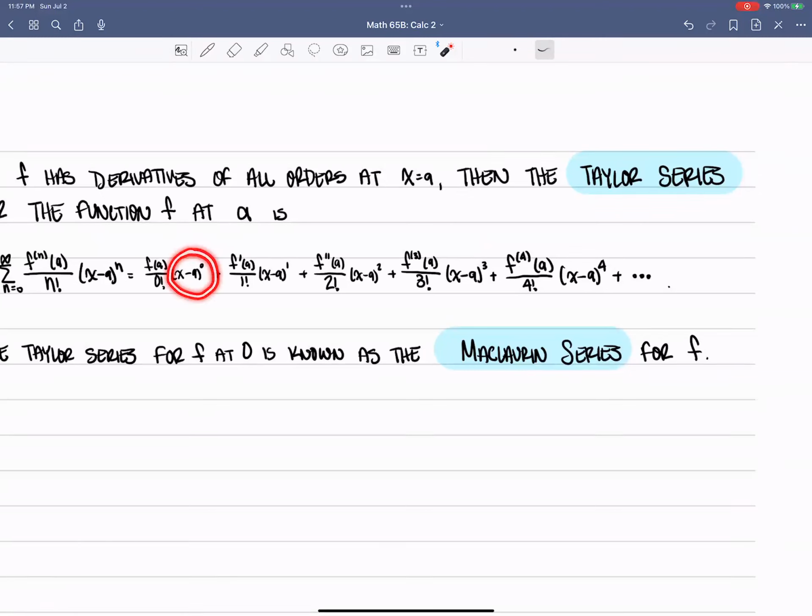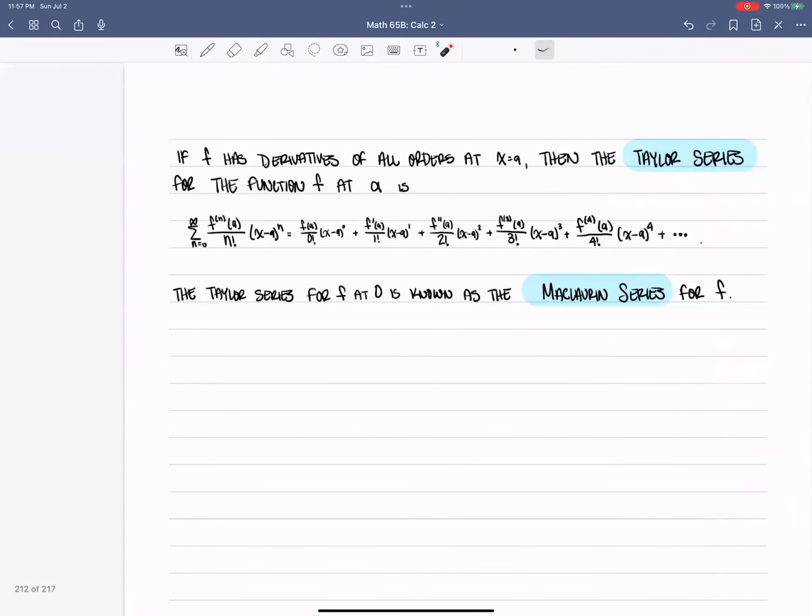And also x minus a to its power. For the very first term, we have x minus a to the power 0, so we're just multiplying by 1. For the first derivative, we have x minus a to the first power. And for the nth derivative, we're matching it with x minus a to the nth power. So let's grab this information and take it over here.